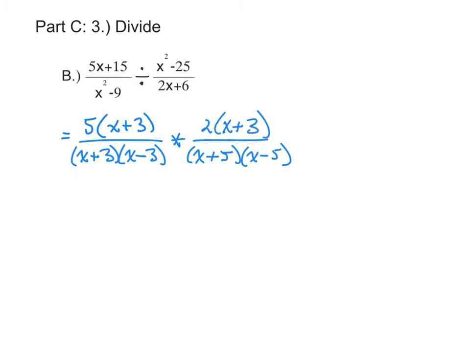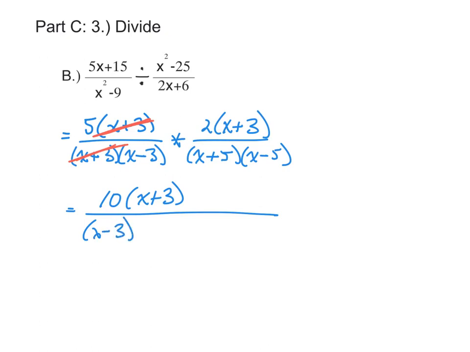Now go through and cancel all common factors between the numerator and the denominator. I see this x plus 3 is canceling, but that's it. So now we write down everything that we're left with. In the numerator we have a 5 and a 2, that'll make 10 times x plus 3. And in my denominator I have an x minus 3, an x plus 5, and an x minus 5. So that's going to be our simplified fraction.